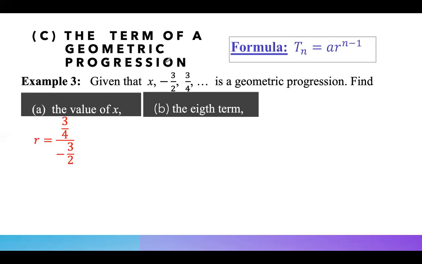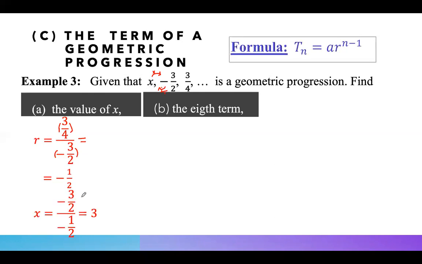Okay, let's see. For 3/4 over -3/2, if you don't know how to solve this, then just use your calculator. Right? You press 3/4, and then divide by -3/2. So you should get -1/2. Okay, so how to get x? So if we move forward, from here to here, we multiply, right? So if you want to find x, then we divide. Okay, so therefore it is term 2 divided by the common ratio.